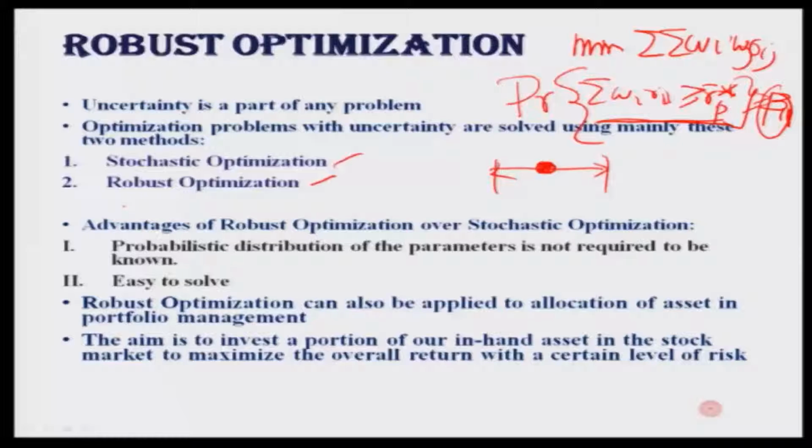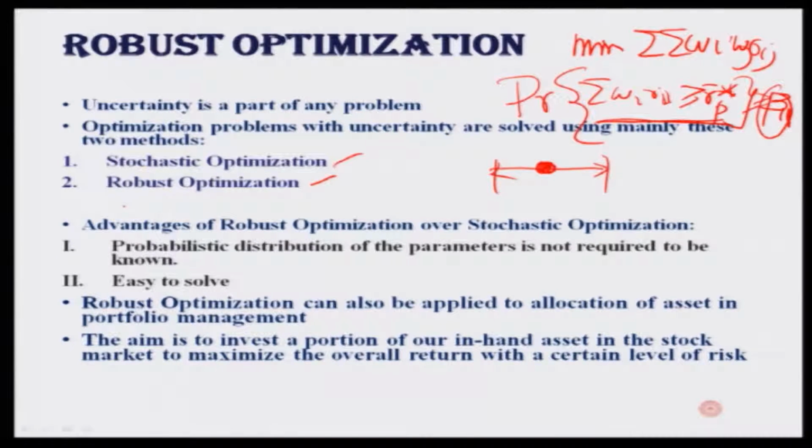So, the advantage of robust optimization over stochastic optimization is that the probability distribution of the parameters is not required to be known. As I said, it is easier to solve, because once you have the actual mathematical formulation, converting that into a programming concept becomes very easy.